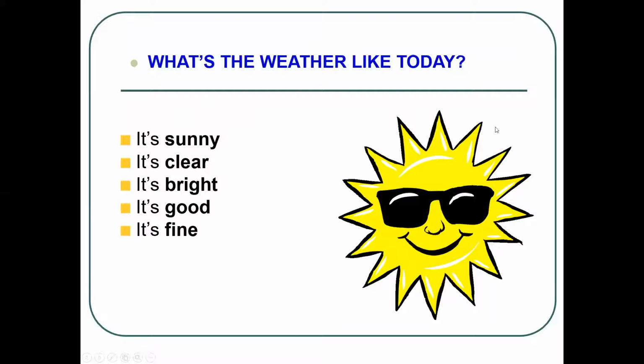So when the sun is out, we always start with "it's," and then we use our weather vocabulary. It's sunny, it's clear. Usually clear means no clouds. It's bright, that means the light, the sun is in our eyes, right? We're like, it's very bright. It's good, right? If we like the weather, we can say it's good. A lot of people like it sunny, so it's good. And it's fine, it's the same as good.